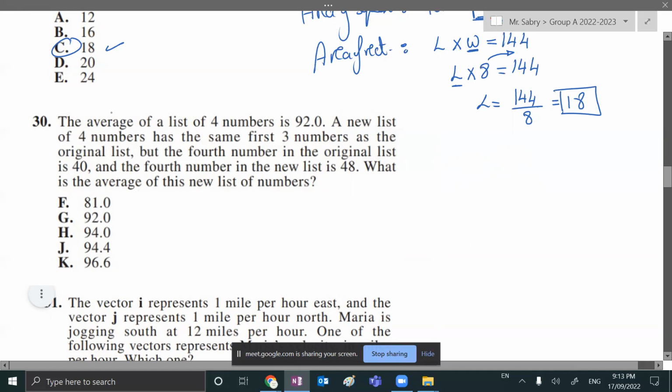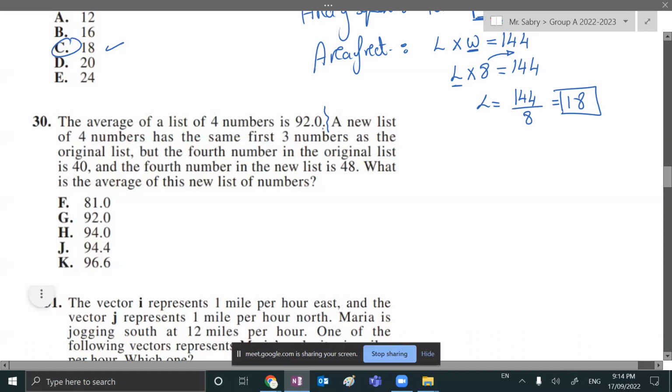The average of a list of 4 numbers is 92. What I did, honestly, Mr., I got the 40 and I added 3 equal numbers to the 40 and divided them by 4. Okay, but you did perfectly right. I want you now to try to work it my way a little bit.